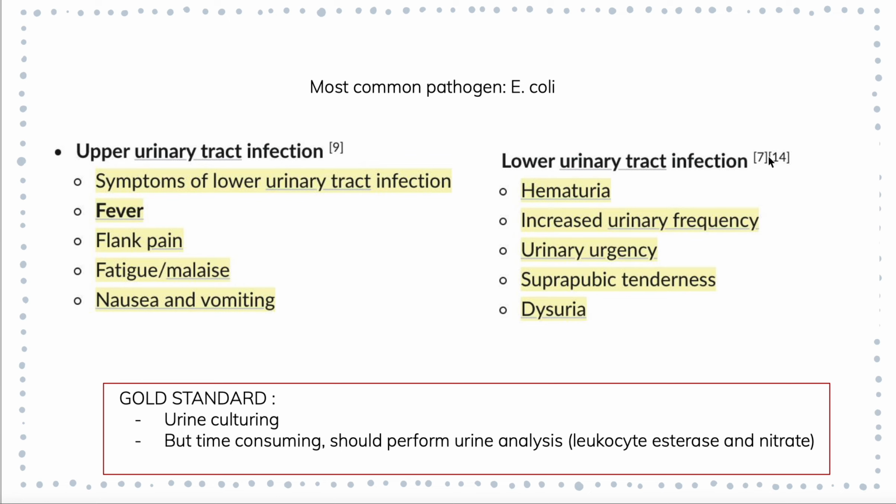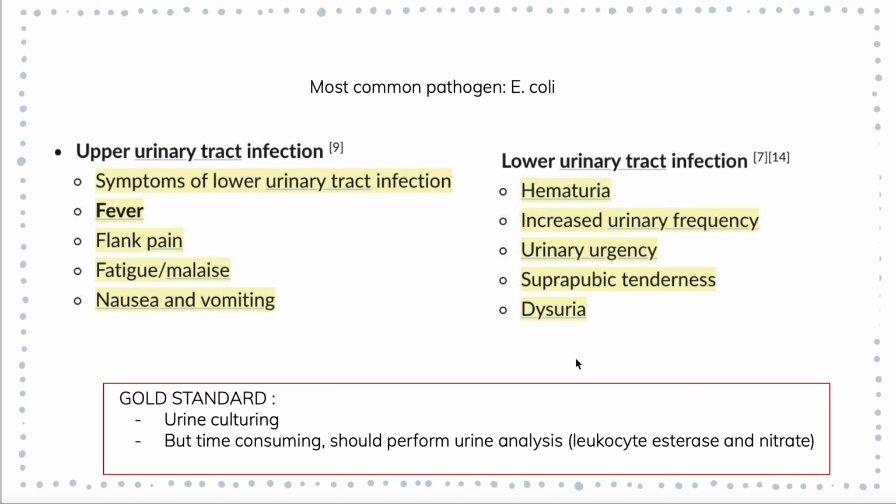How will they present? They will come with hematuria, increased urinary frequency, and urinary urgency. Urgency means it's an overwhelming need to go to the restroom immediately, meaning they need to go right now. Suprapubic tenderness and dysuria, which is difficulty in urination. These are the lower urinary tract symptoms.